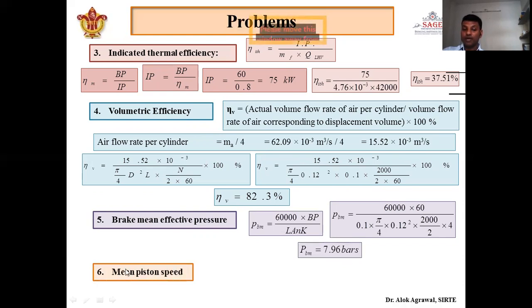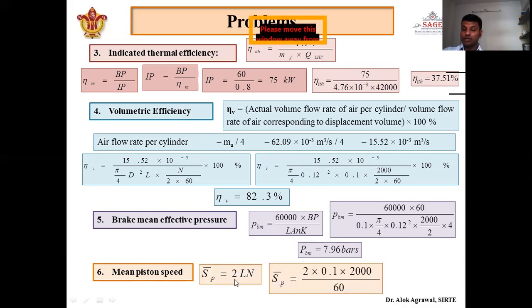Okay. Finally, mean piston speed. The mean piston speed formula we know is Sp is equal to 2 L N. Now substituting all the values, 2 into L, which is 0.1, into 2000. Again we divide it by 60 to convert it into seconds, because generally we express speed per second. So it comes out to be 6.67 meter per second.